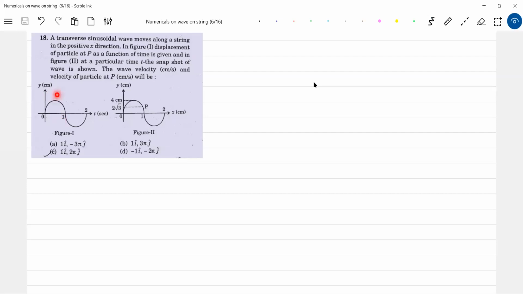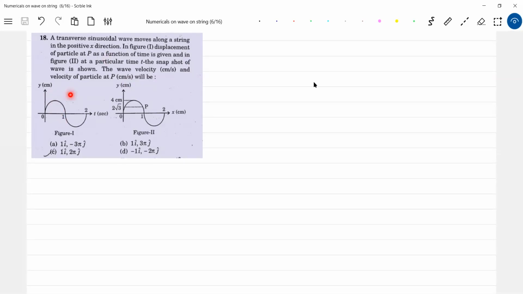What yt graph will give. I'm getting, in positive direction, in figure 1, the displacement of a particle at P as a function of time. And in figure 2, at a particular time, the snapshot of the wave is shown, the wave velocity and the velocity of the particle. Anybody, once again, what is the yt graph?